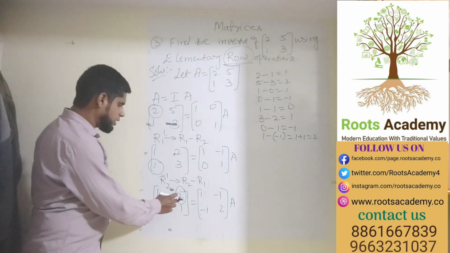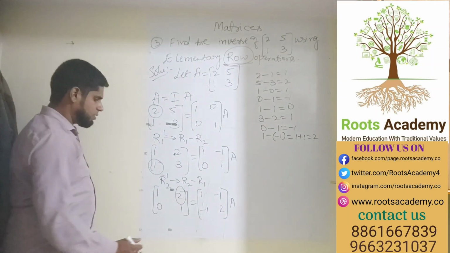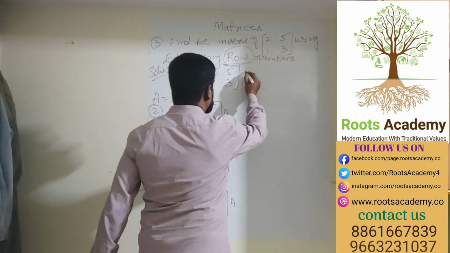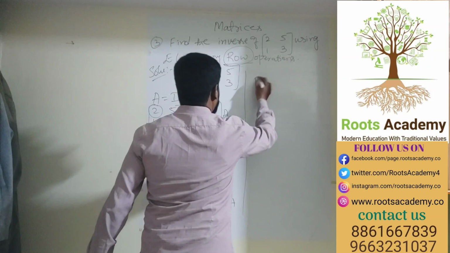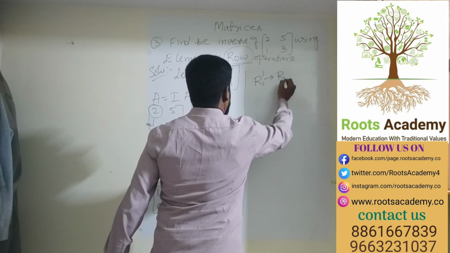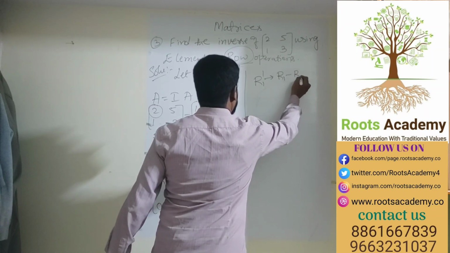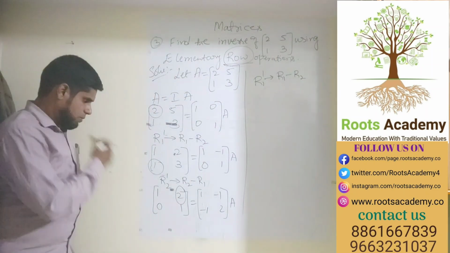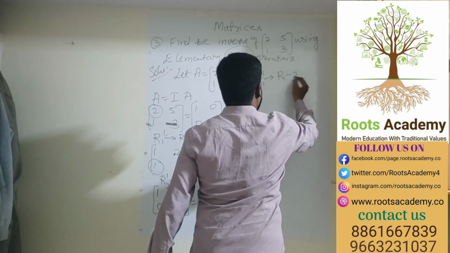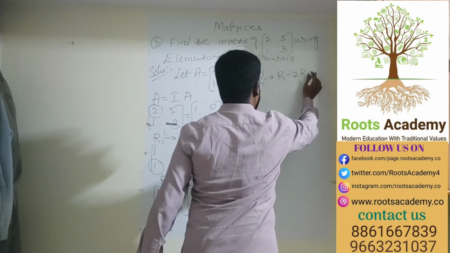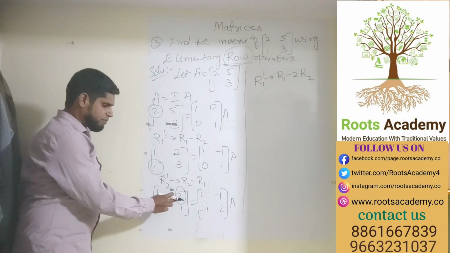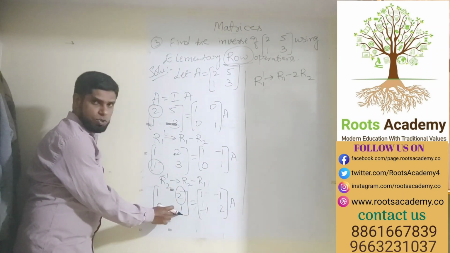So since this 2 is in R1, I will write, now student, this 2 is in R1, so the transformation will be R1 dash changes to R1 minus 2 times of R2, because I should make this 0. If I want to make this 0, this should be equal to 2.